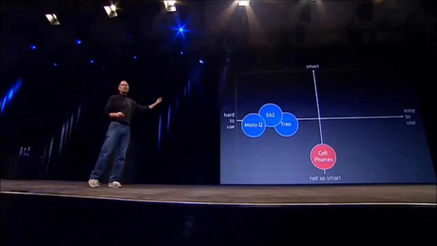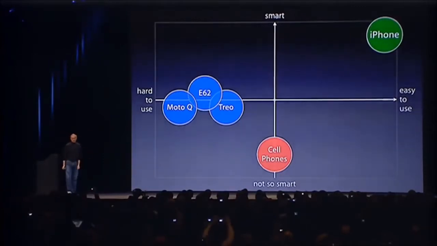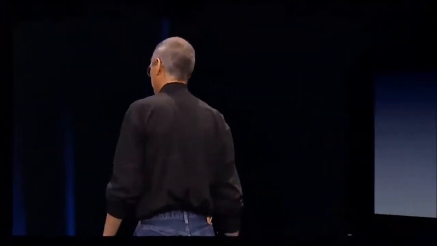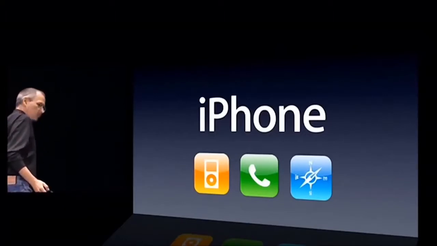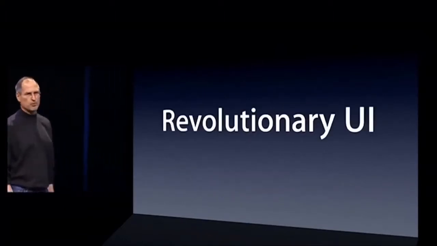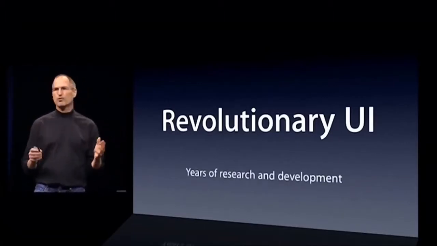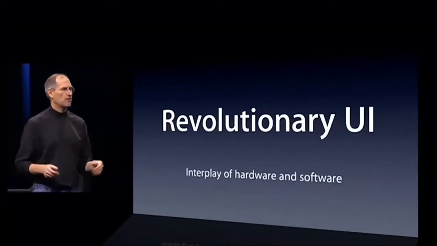Well, we don't want to do either one of these things. What we want to do is make a leapfrog product that is way smarter than any mobile device has ever been and super easy to use. This is what iPhone is. Okay? So, we're going to reinvent the phone. Now, we're going to start with a revolutionary user interface. It is the result of years of research and development. And, of course, it's an interplay of hardware and software.